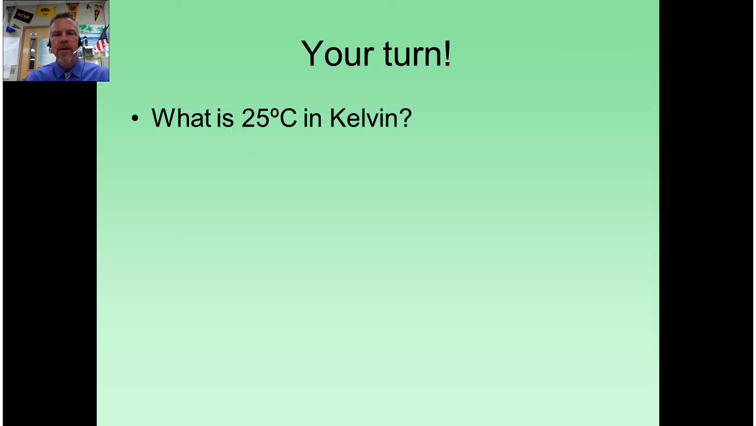What is 25 degrees centigrade expressed in Kelvin? Well, you saw on the previous page. Look back at the previous page. What do you get? You should get Kelvin equals centigrade plus 273. So 25 degrees centigrade is 298 K.